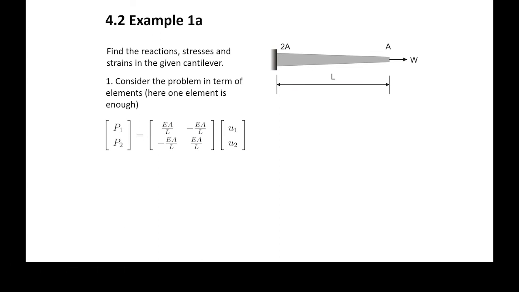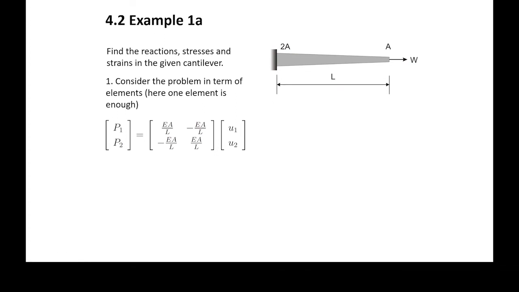In the next case, we have a cantilever again. The cantilever is similar to the one we had in the past example. It's pretty much exactly the same thing. However, in this case, we have the cross section changing from 2A to 1A.